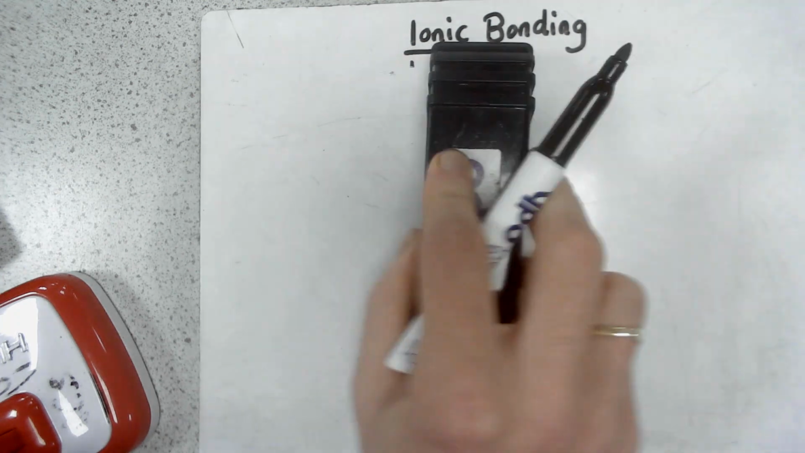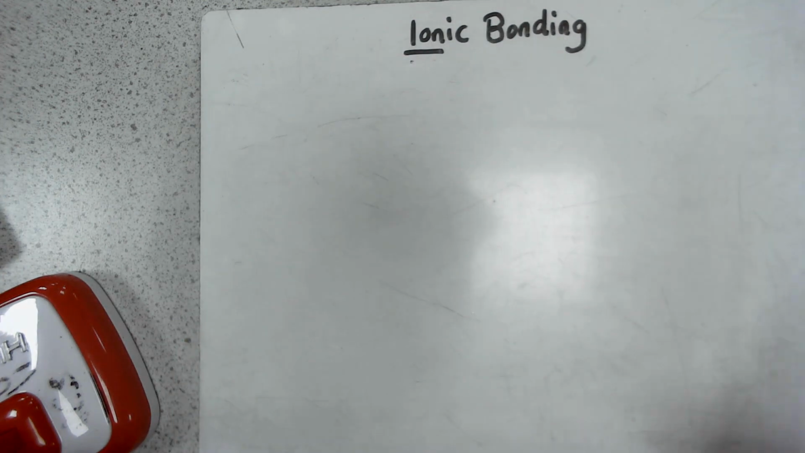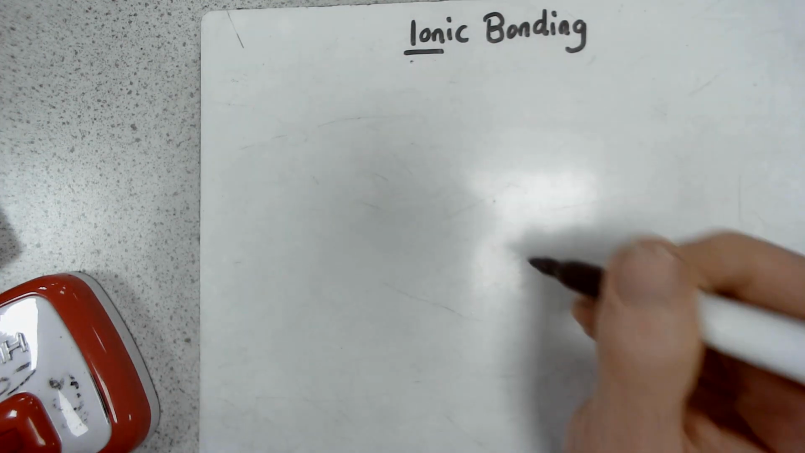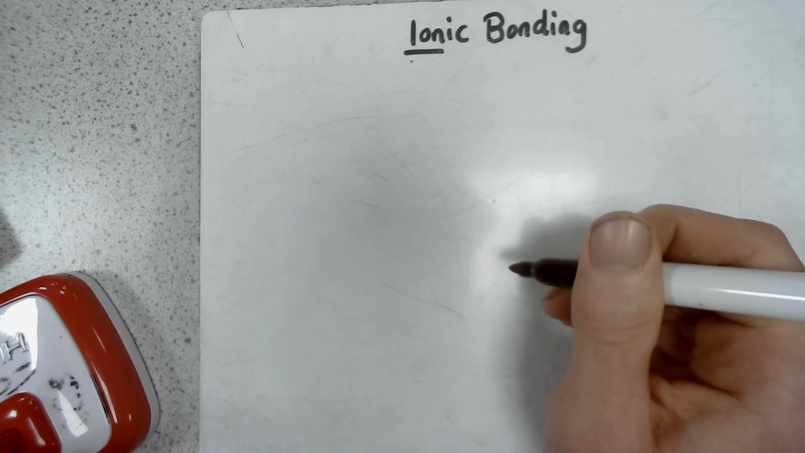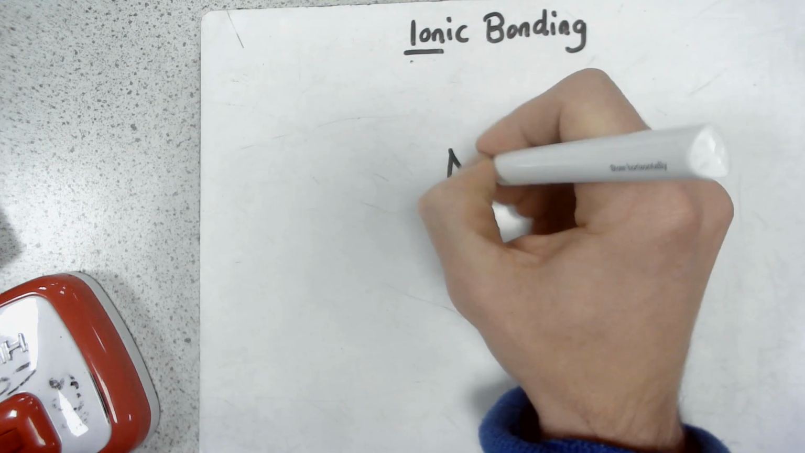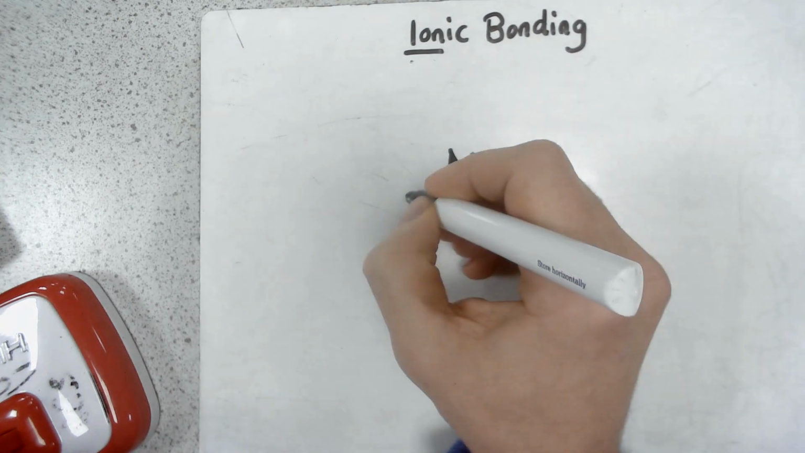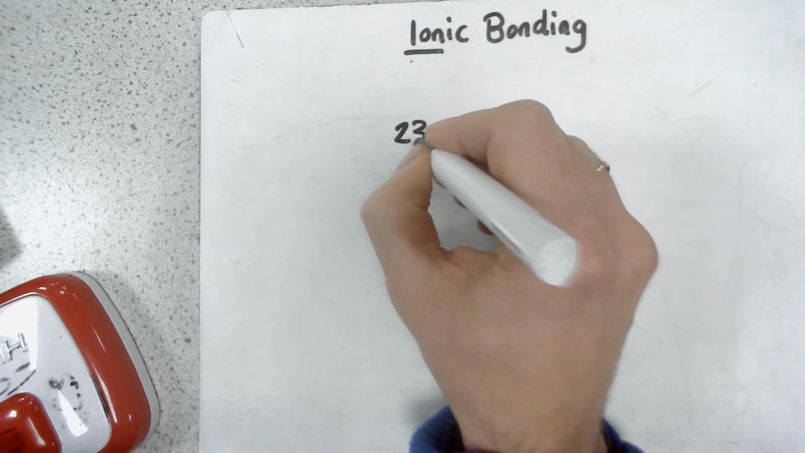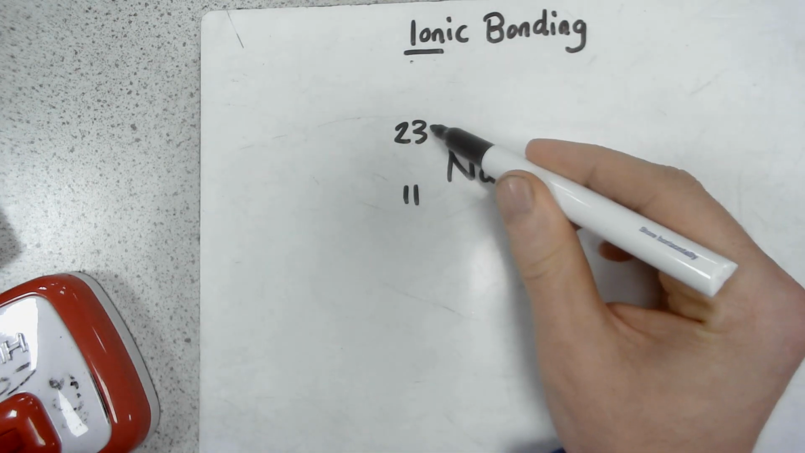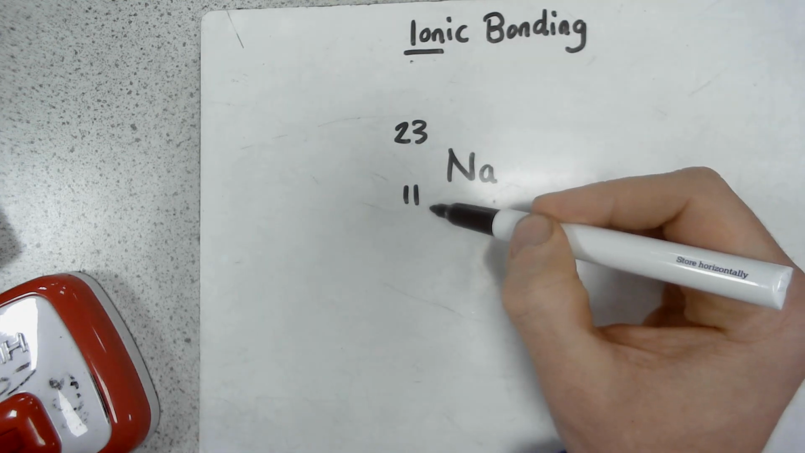Now, let's start to look at how we can put together an ionic bonding diagram. Now before we do that, we need to make sure we are comfortable drawing atoms. So the first one we are going to look at is sodium. Now the sodium symbol is Na, if you find it on the periodic table, and we have a 23 at the top and an 11 at the bottom.